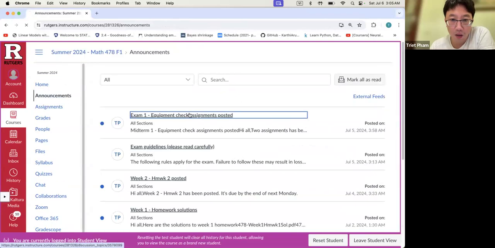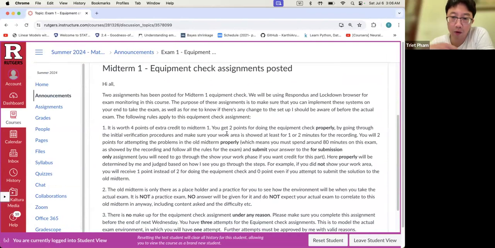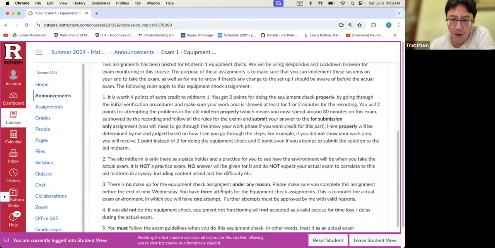The equipment check is to make sure you go through that. For the equipment check, several things to note here. I think the number one thing is to make sure you do it by next Wednesday. You're not required to do it. It's extra credit. So if you don't do it, it doesn't hurt.